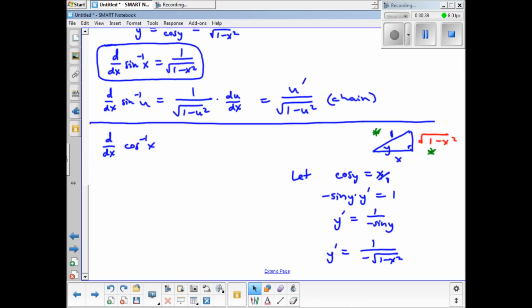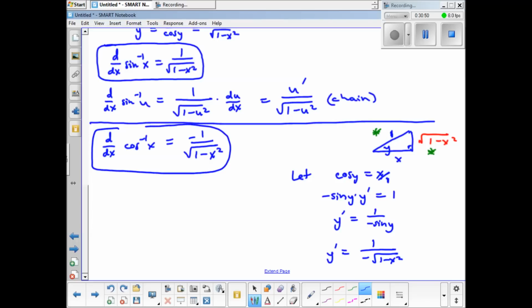Okay, so the answer to this is negative 1 over the square root of 1 minus x squared. Notice that the only difference between this and the inverse sine's derivative is the negative. Very interesting. And the chain rule version of that, of course, would be d dx of inverse cosine of u equals, and then we just need a negative u prime over the square root of 1 minus u squared.